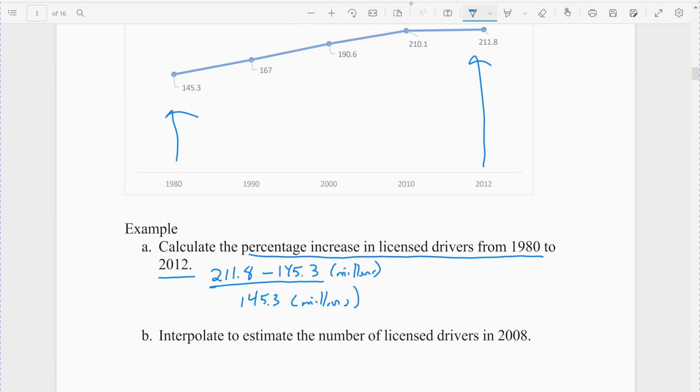All right, so when we do the division, we have to remember we're looking for percent, so also don't forget to multiply by the percent. So again, change in function value, divided by the starting value, times your percent. And so when we multiply that all out, it comes out to 45.76, so 45.8% increase. All right, so it was a pretty big increase over 1980 to 2012, right? 45.8% increase over those years.